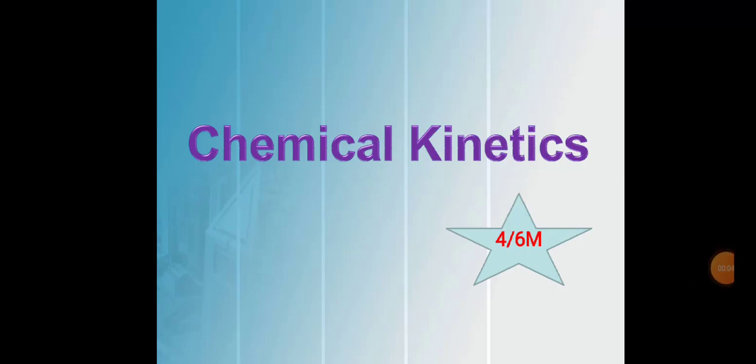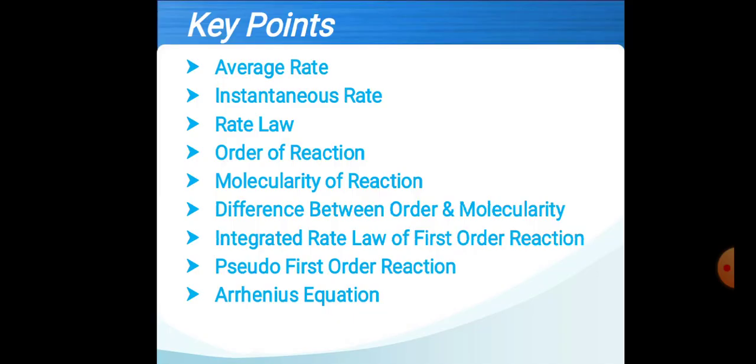In this video, we will study important topics of chemical kinetics. The weightage of the chapter will be 4 marks, and with option, 6 marks. The key points in chemical kinetics are average rate and second, instantaneous rate. In this, we should know the definition and their formulas for problem solving.